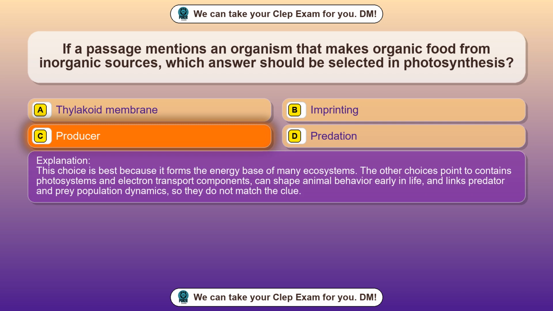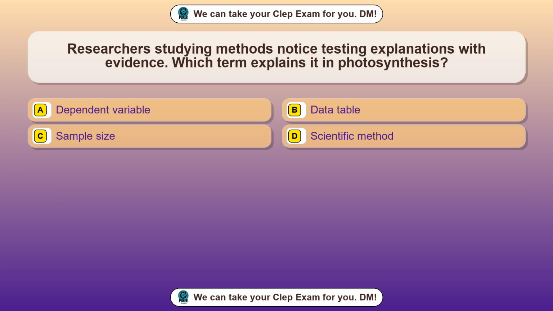This choice is best because it forms the energy base of many ecosystems. The other choices point to contains photosystems and electron transport components, can shape animal behavior early in life, and links predator and prey population dynamics, so they do not match the clue. Question 53. Researchers studying methods notice testing explanations with evidence. Which term explains it in photosynthesis? Option A, dependent variable. Option B, data table. Option C, sample size. Option D, scientific method. The correct answer is option D, scientific method.